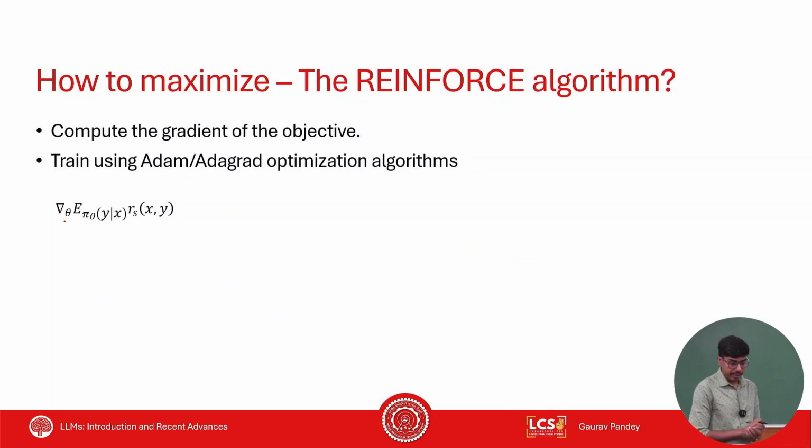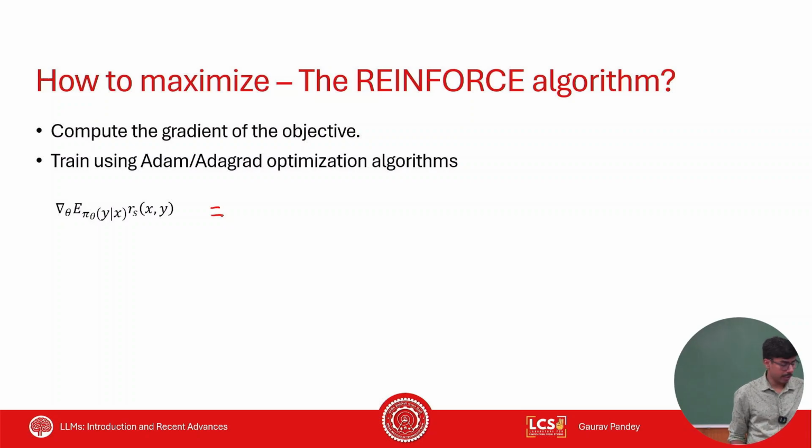Since we cannot backpropagate the gradient, what we need to do is something which is called the REINFORCE trick. The REINFORCE algorithm, and the idea is that you first compute the gradient of the objective. And the objective is your expected value of the regularized reward. So how does the gradient look like? Let's compute that. Just an analytical gradient computation.